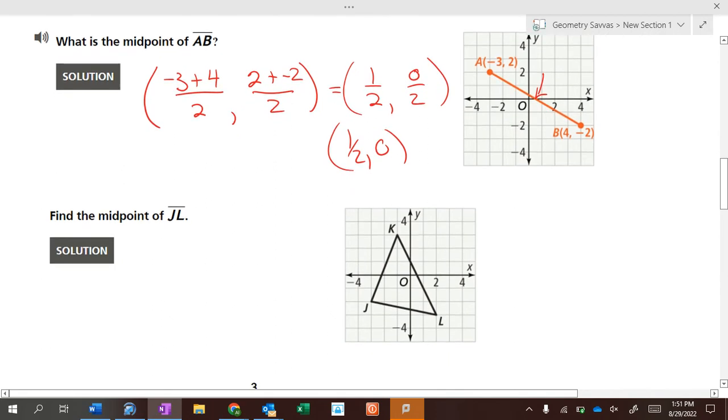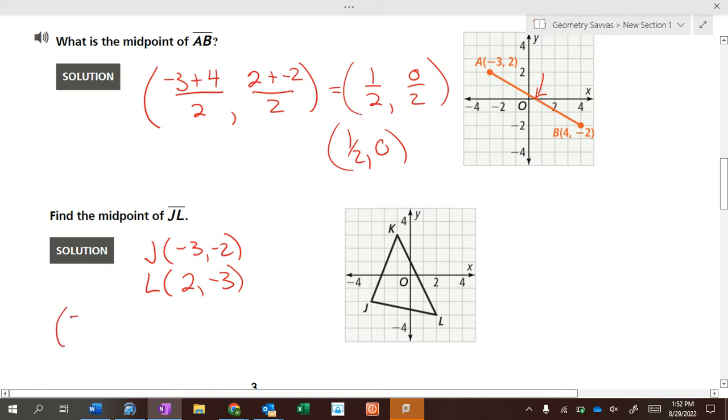So let's find the midpoint of JL. Well, I got to know where J and L are. Where does it look like J is? What's the ordered pair for J? It's -3, -2 actually. And then L is going to be 2, -3. Then we throw in the midpoint formula.